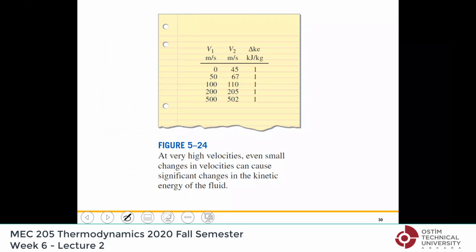And also, the kinetic energy change is usually small, especially at low velocities, but at high velocities it may be significant. For example, you accelerate something from 0 to 45 meters per second, the change in kinetic energy is just 1. And usually the change in enthalpy is large. But if the velocity is 500 and it goes up to 502, a little change, a change of 2 instead of 45, the kinetic energy change is also 1. So at very high velocities, even if the change in velocity is small, you may need to consider the kinetic energy change there.